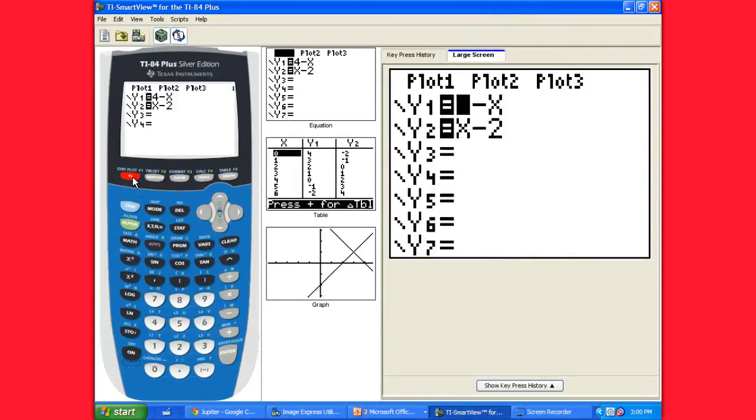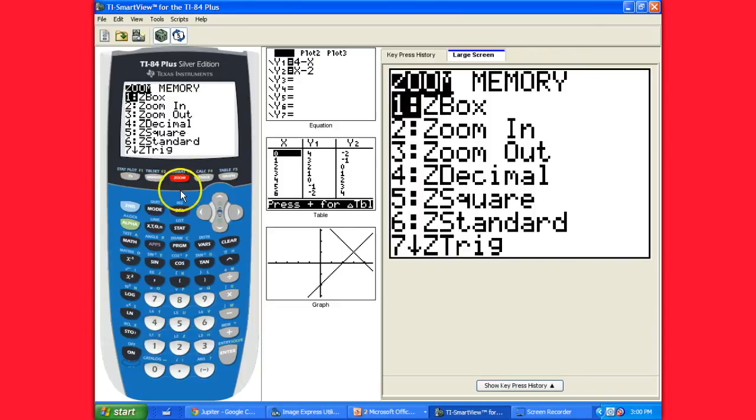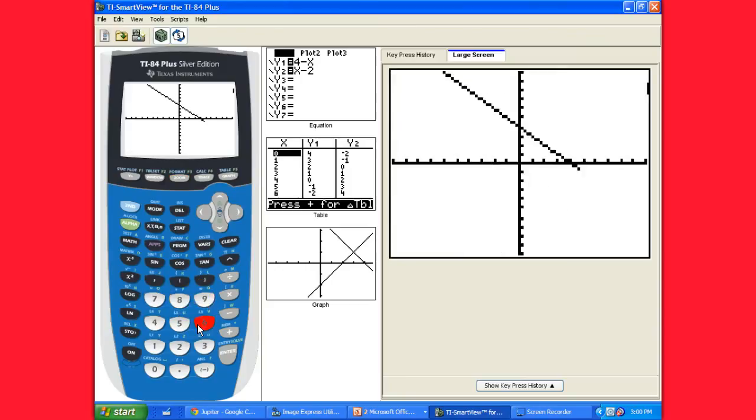So I'm going to go to y equals, and in our first one, we can type in the 4 minus x, and then scroll down to y2 and type in x minus 2. All right, I'm going to start with graphing this on a zoom standard. That's the one that's tens all the way around, so I'm going to choose zoom number 6. And that gives us a pretty good picture. It might be easier if I were zoomed in a little bit.